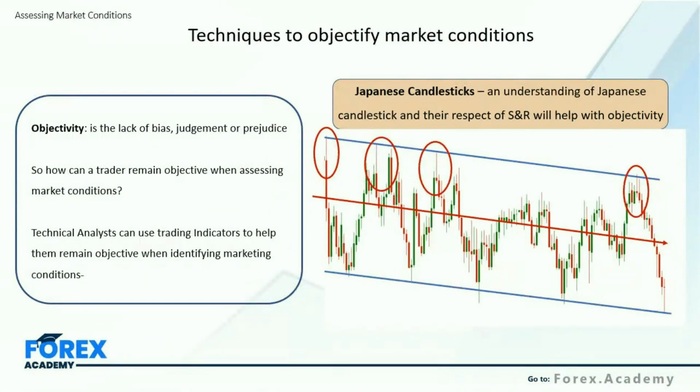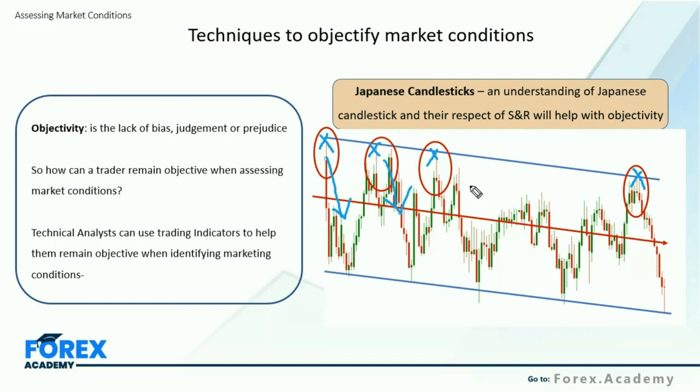And what we can do is we can look at the Japanese candlesticks and the information they're telling us, which is that we are rejecting prices from moving higher at these levels, and it's doing so on a number of occasions. So that can give those that understand Japanese candlesticks a good opportunity to look to try and sell these markets at these levels.